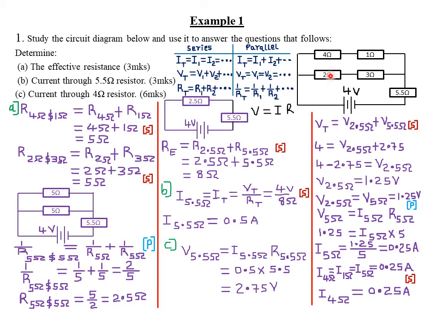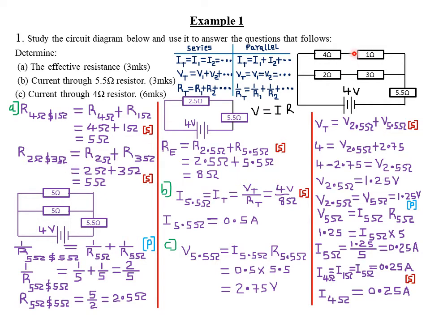Then we'll also combine the 2 and 3 ohm resistors so that they form one common resistor. Again, the 2 and 3 ohm resistors are connected along each other. Therefore, they are in series with each other, and for series connection, R total is equal to R1 plus R2. Therefore, the resistance through the 2 ohm plus the resistance through the 3 ohm is 2 ohm plus 3 ohm. Therefore, 2 plus 3 will simply give 5 ohm resistance.